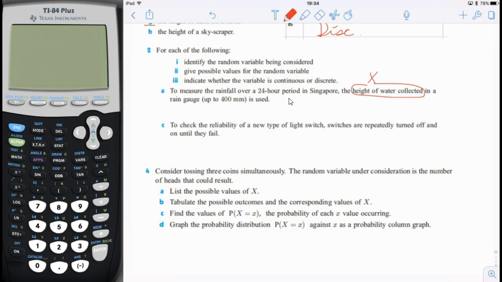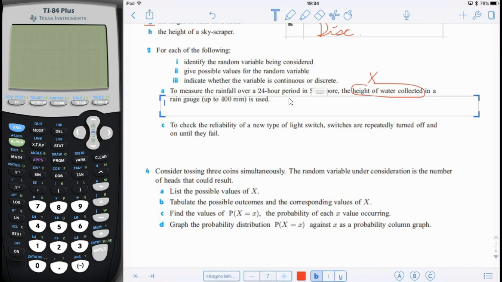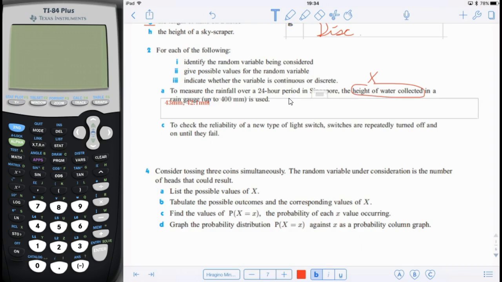Give possible values for the random variable. It could be a decimal quantity, so it could be 43 millimeters, it could be 42.1 millimeters. So this is obviously continuous.